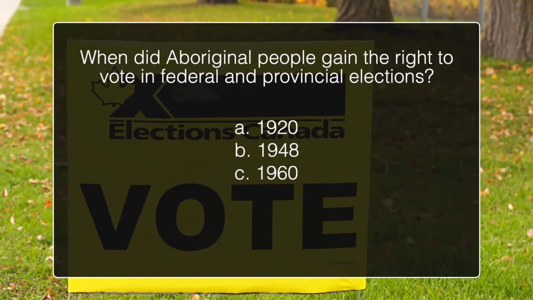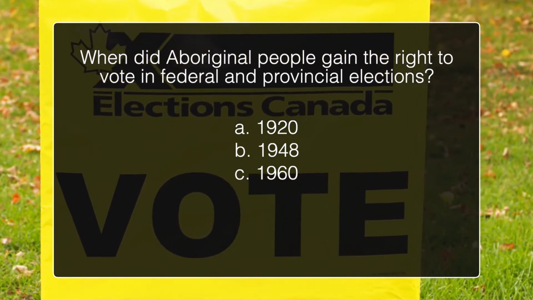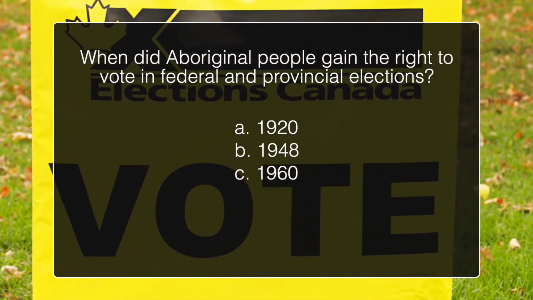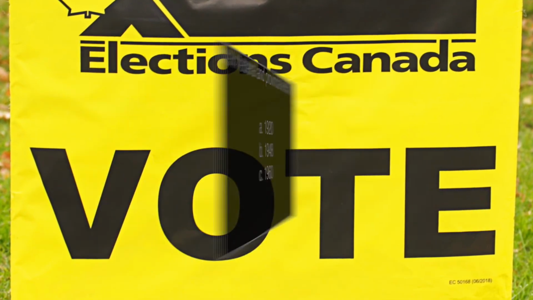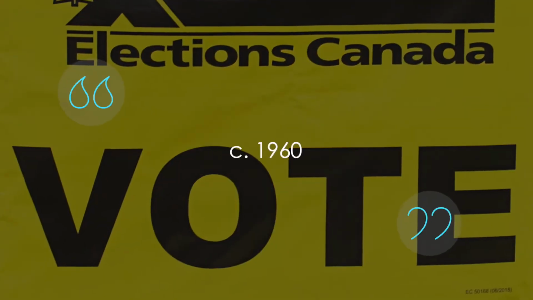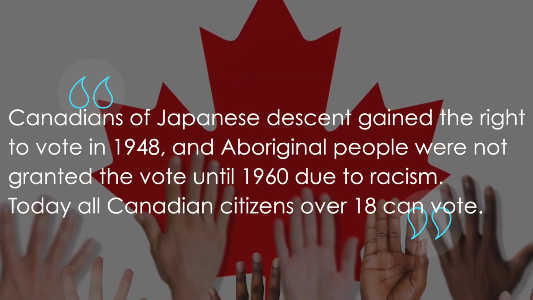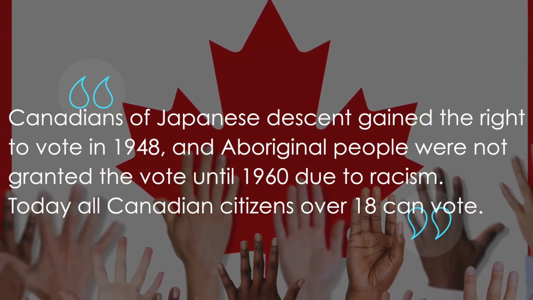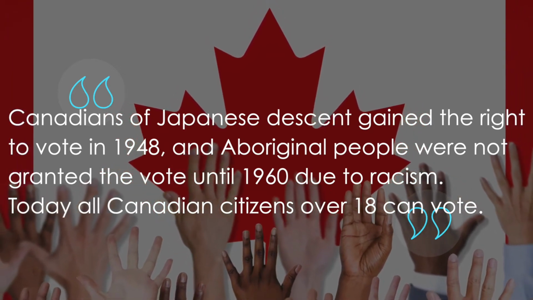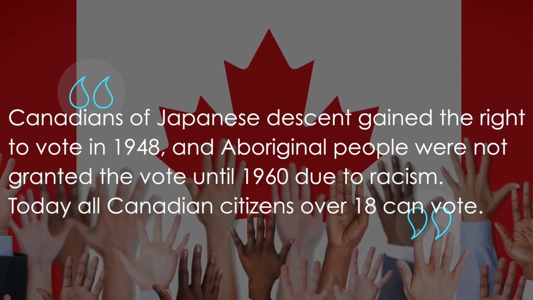When did Canadians of Asian descent gain the right to vote in federal and provincial elections? 1920, 1948, 1965. The answer is 1965. Canadians of Japanese descent gained the right to vote in 1948, and Aboriginal people were not granted the vote until 1960 due to racism. Today, all Canadian citizens over 18 can vote.